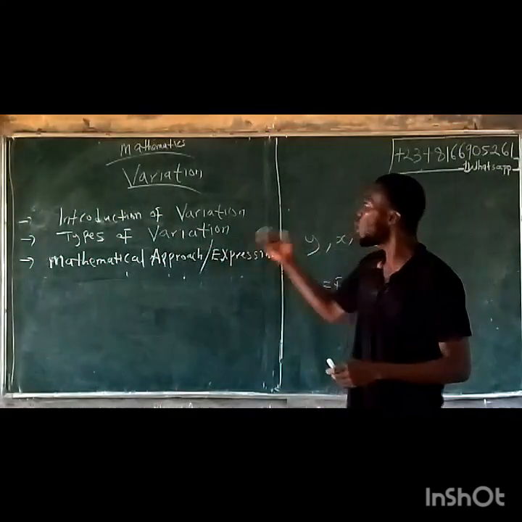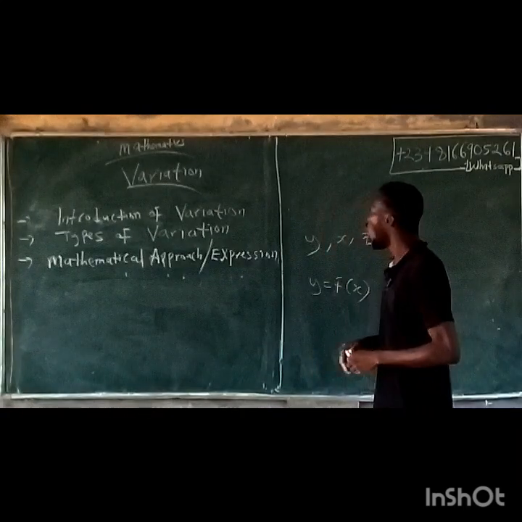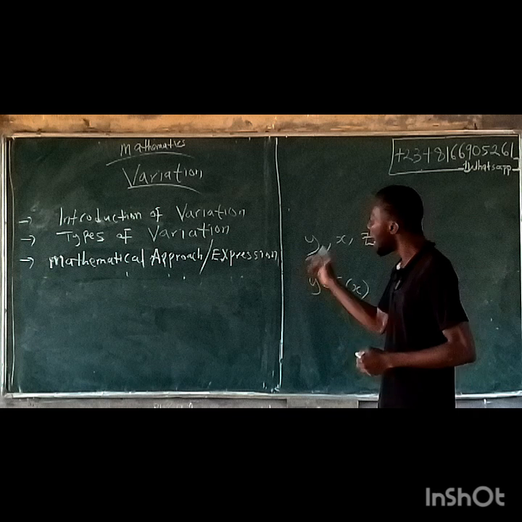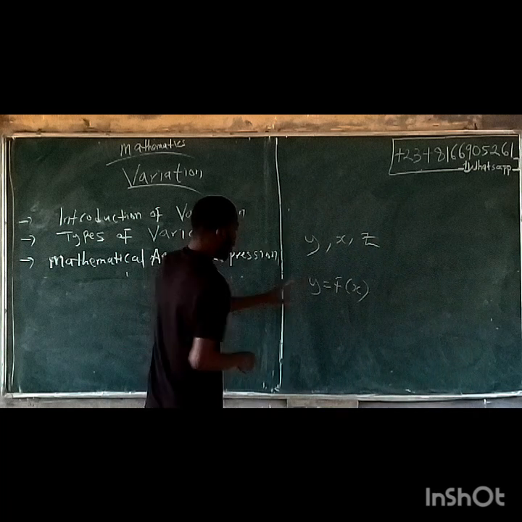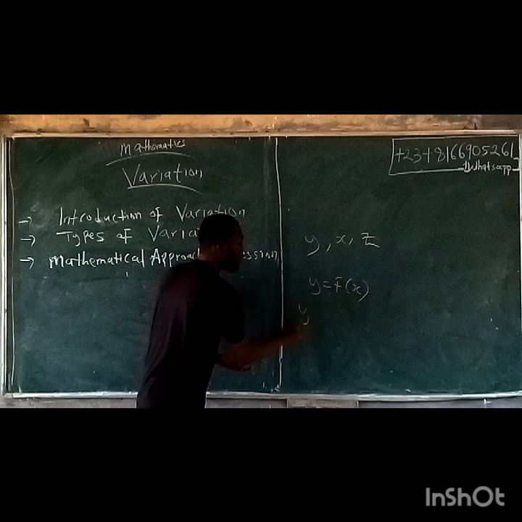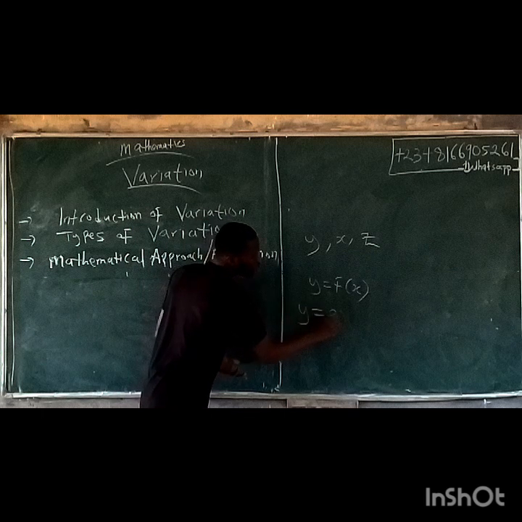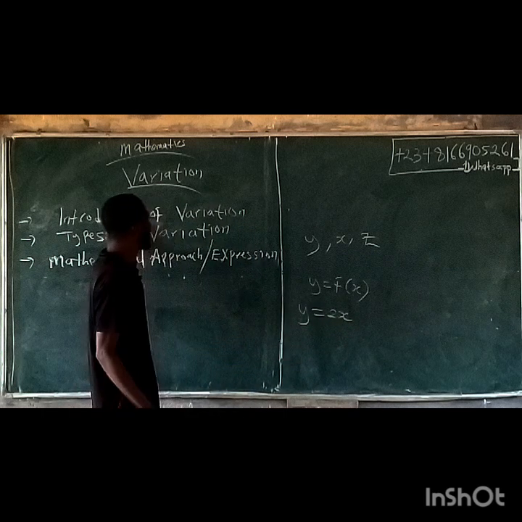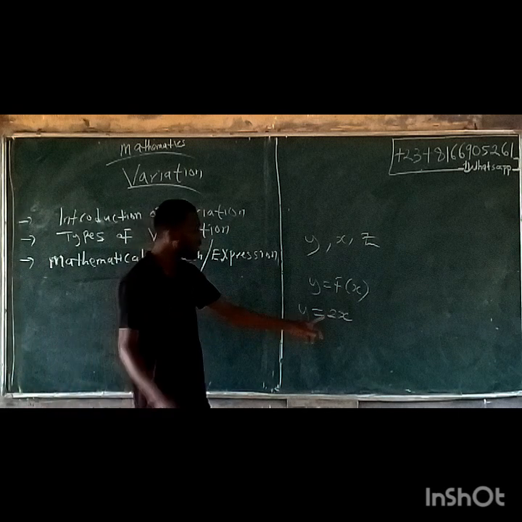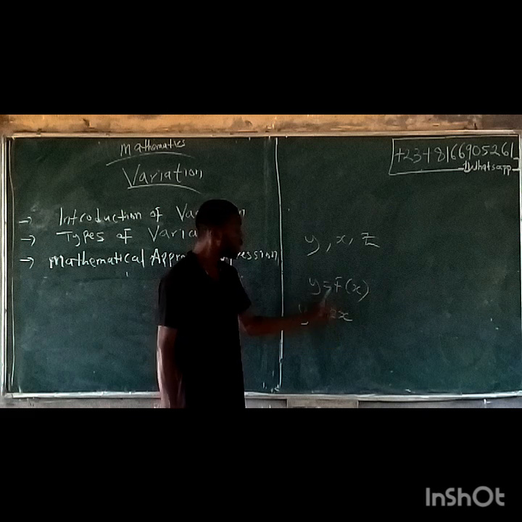Now, looking at an illustration of variation, let's look at this, where we have y equals 2x. I said that variation is to show the relationship between two or more variables. Now look at this 2. This 2 does not represent the f there, it represents the 2, which is fixed.